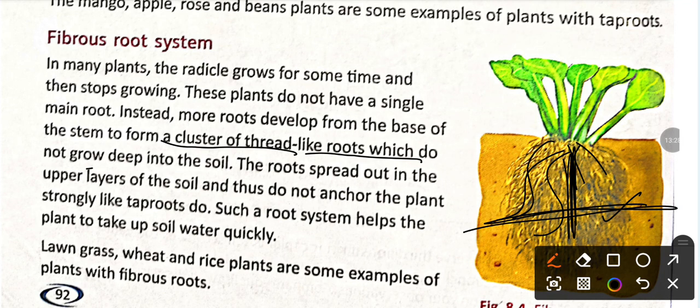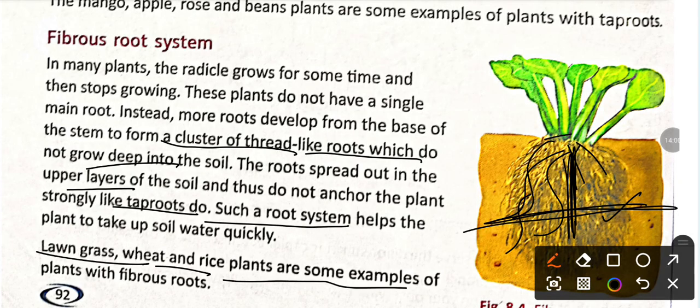Roots which do not grow deep in the soil are spread out in the upper layer of the soil, and their holding is also strong. They do not anchor the plants as deeply as taproots do, but this root system helps the plant absorb water quickly as it has so many hairs, and it also helps in anchoring the plant over a wide area. Lawn grass, wheat and rice plants are some examples with fibrous roots.